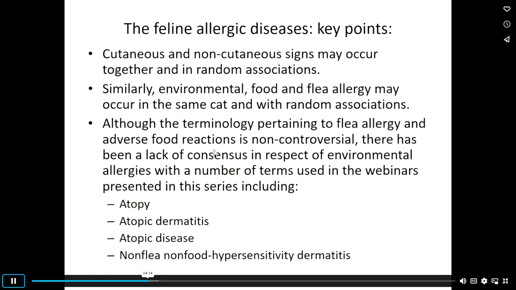And although the terminology pertaining to flea allergy and adverse food reactions is non-controversial, there has been a lack of consensus in respect of environmental allergies, with a number of terms used in the webinars presented in this series, including atopy, atopic dermatitis, atopic disease, and non-flea, non-food hypersensitivity dermatitis. So some of the webinars in this series came out before the introduction of the new proposed terminology.